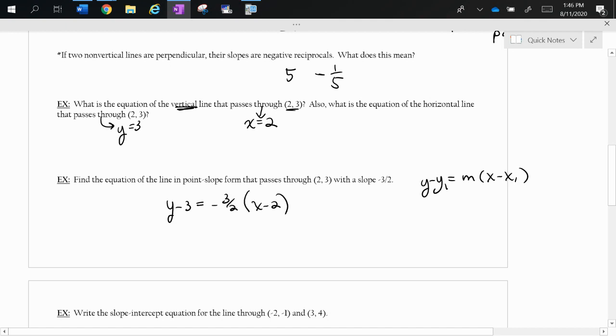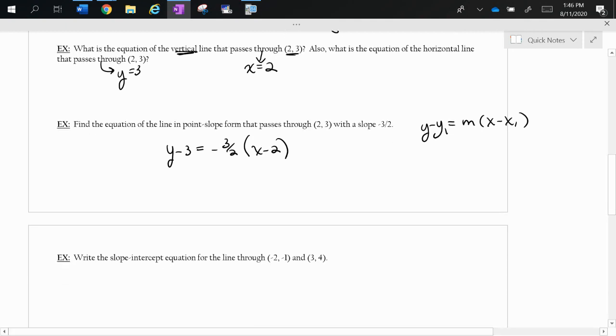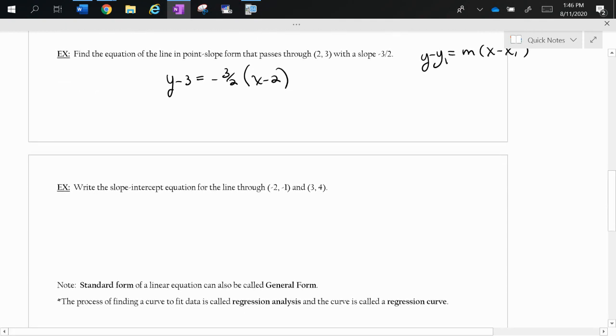And most of the time in calculus, point slope form is just fine. No need to rewrite that equation in any other form unless we're dealing with a multiple choice question. So point slope form is definitely something that we want to get used to writing. Slope intercept is good also. What is the slope intercept equation for the line that passes through -2, -1 and 3, 4? So the first thing we have to do is find our slope.